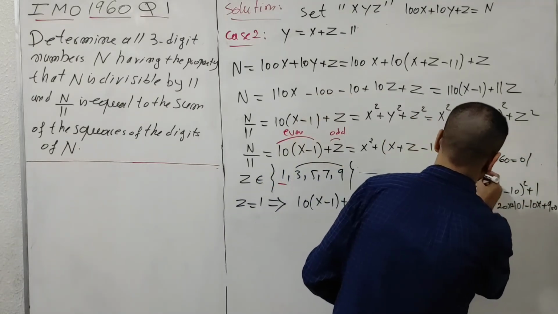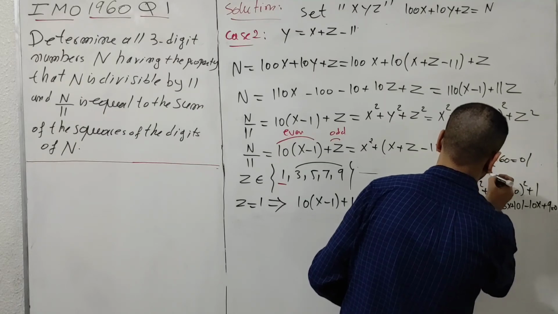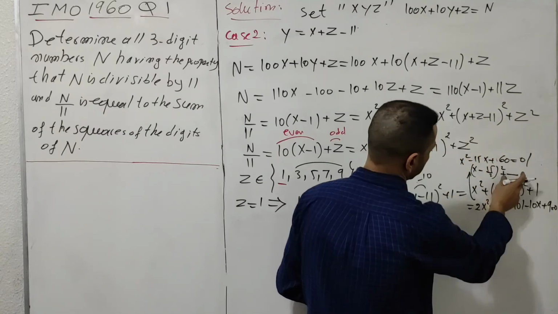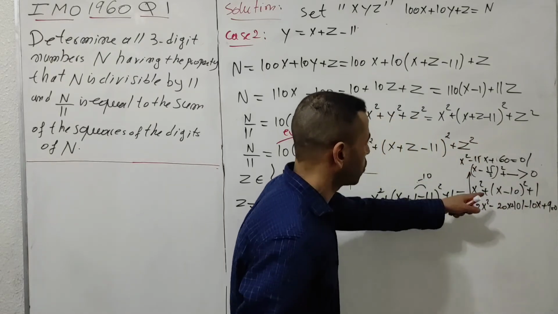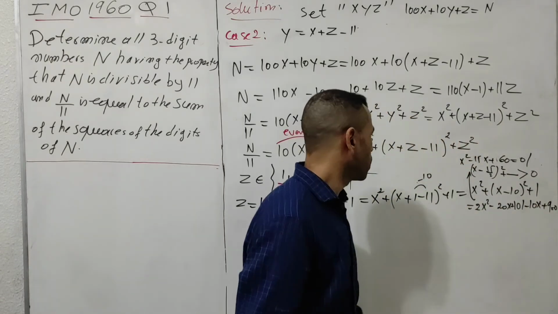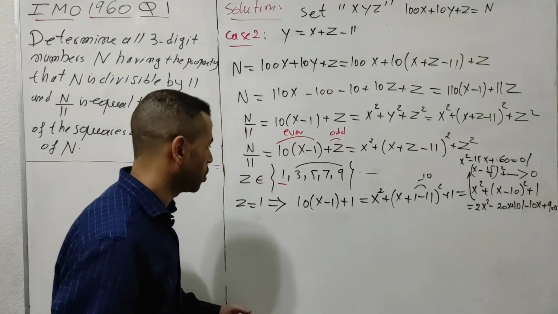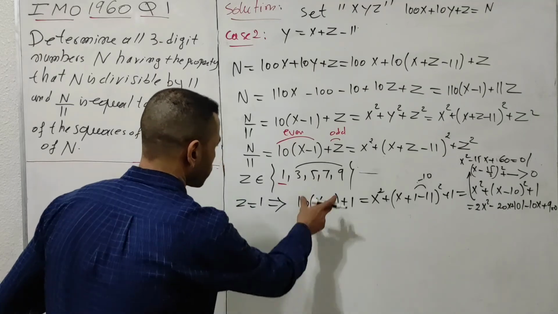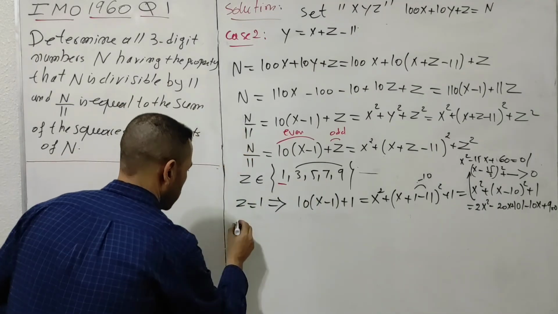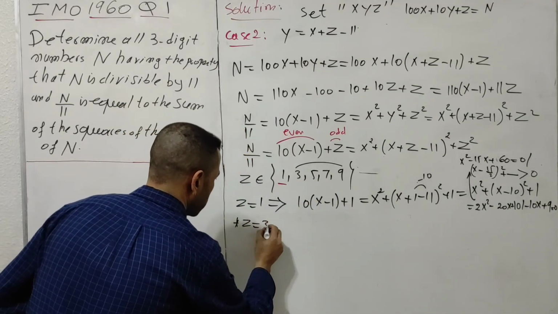This gives us x minus 15 over 2 quantity squared plus something which is positive. This will be strictly greater than 0, which is impossible. That means there are no digit numbers for z equal to 1. Let's check the remaining cases. So let's check z equal to 3.